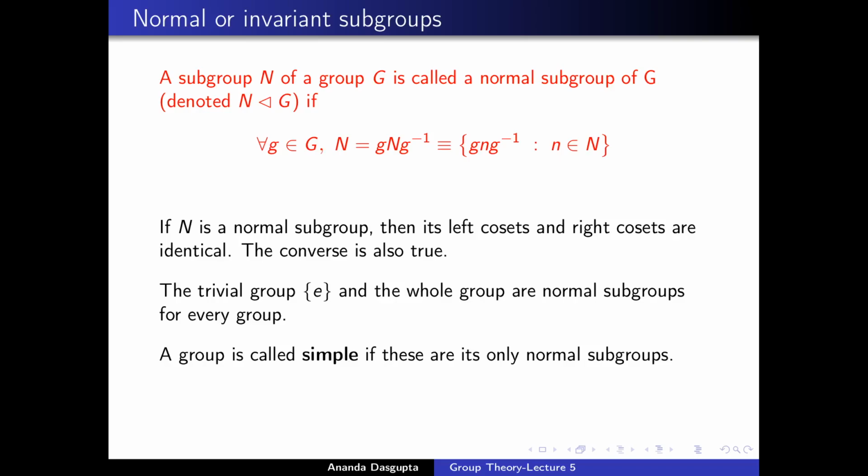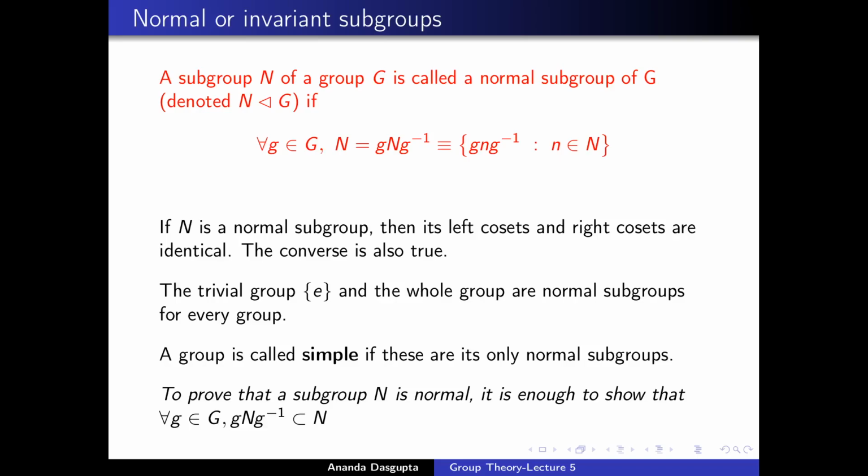Now this is an important result that we have on your slides right now. We often need to prove that a subgroup capital N of a group G is normal. It turns out that it is enough to show that for all small g belonging to capital G, the set small g capital N small g inverse is a subset of capital N. It's contained in capital N is all you need to show.